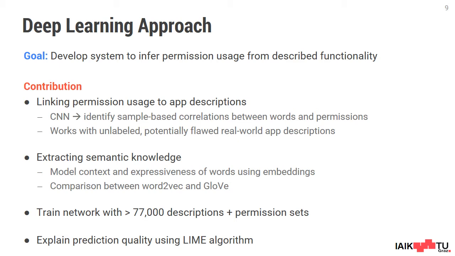We train our network with 70,000 descriptions and sets of permission usage from real-world applications that are distributed via Google Play. We validate the performance of our model and evaluate the prediction quality for each group of dangerous permissions. To remediate the black box character that is typically associated with deep learning, we employ the model explaining algorithm LIME. Therefore, we calculate a score for each word that shows its significance for the output.